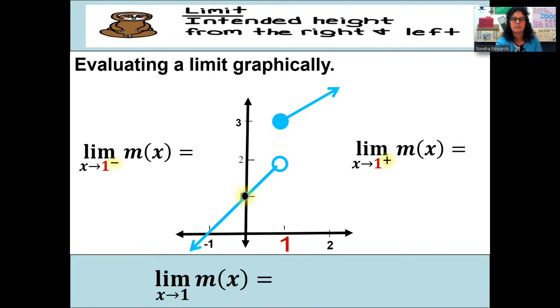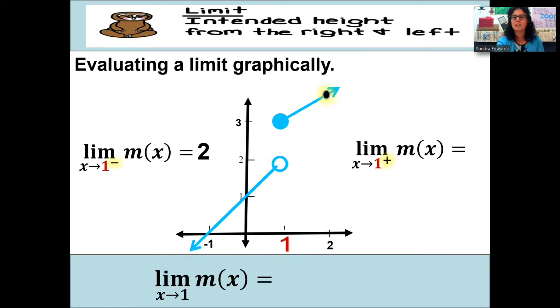So if I select an x value close to 1 from the left, maybe I plug in 0. If I plug in 0, I'd get out 1. If I pick another number close to 1 from the left, maybe I plug in 0.5. 0.5 substituted into m of x gives me about 1.5. Then I plug in maybe 0.9 into the m function, and I get out about 1.9. And so as I'm selecting x values and substituting them into m of x, and I'm picking them closer and closer to 1 from the left, the heights are heading to a height of 2.